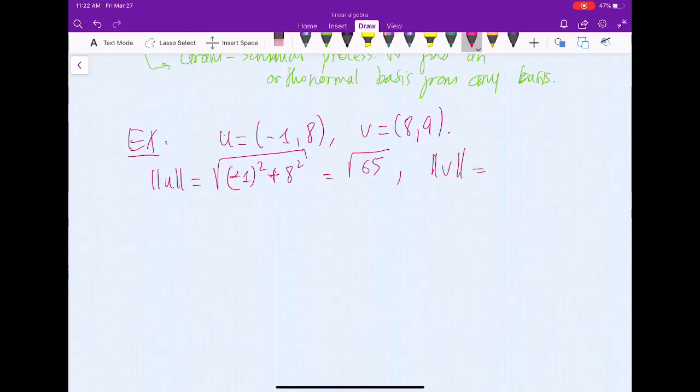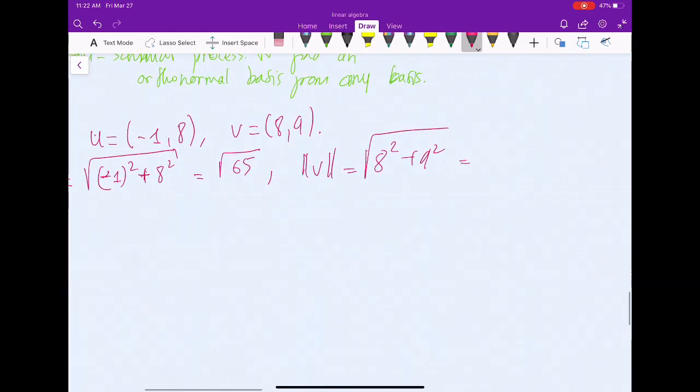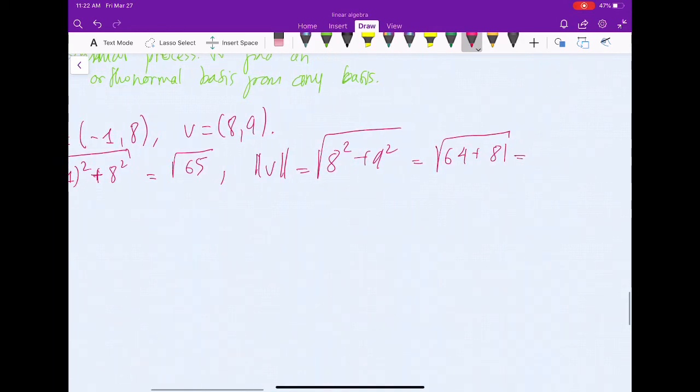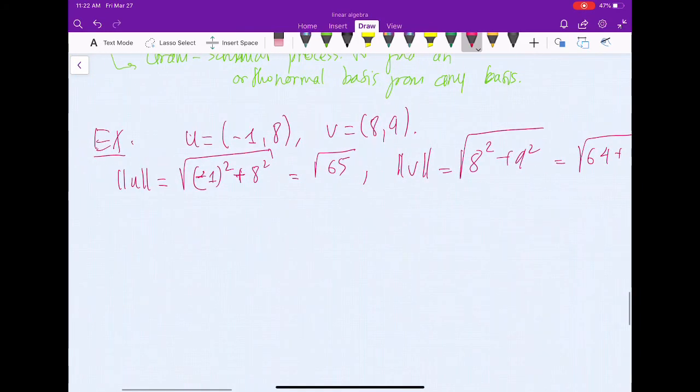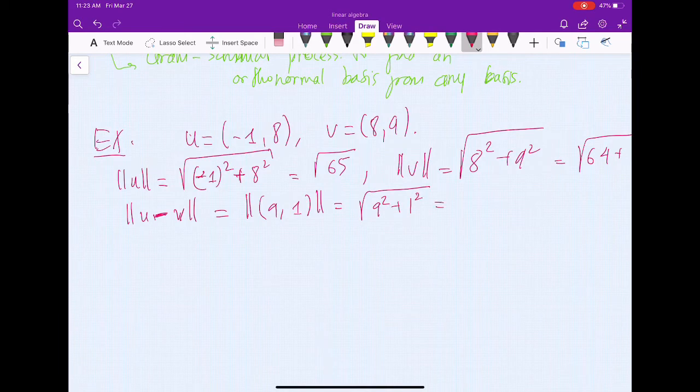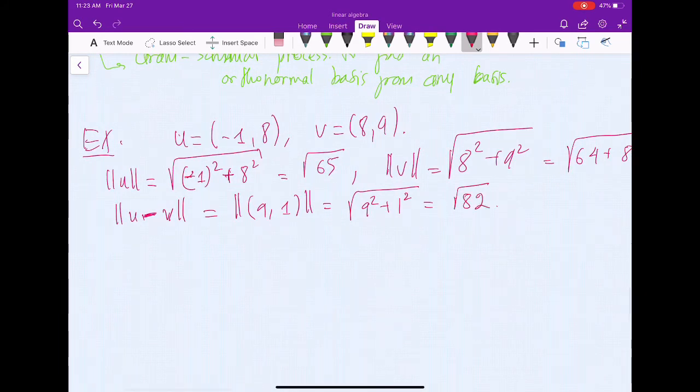You can find the norm of V: the square root of 8 squared plus 9 squared, which is 64 plus 81, square root, and then you get 145. Okay, you can find the distance between U and V, which is the norm of U minus V. So you can write the norm of (-9, -1), and that is the square root of 9 squared plus 1 squared, which is the square root of 82.